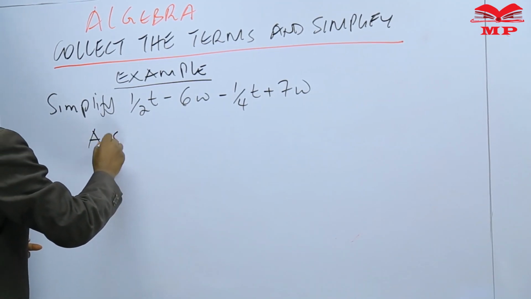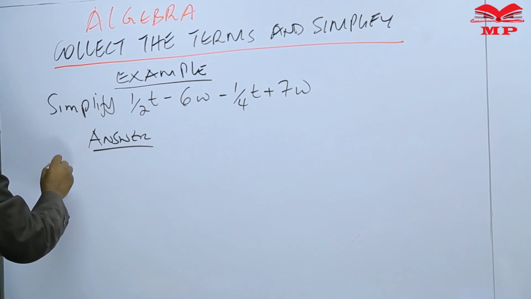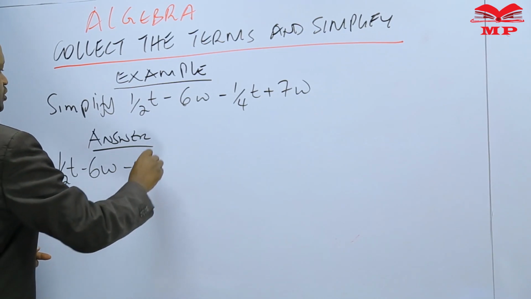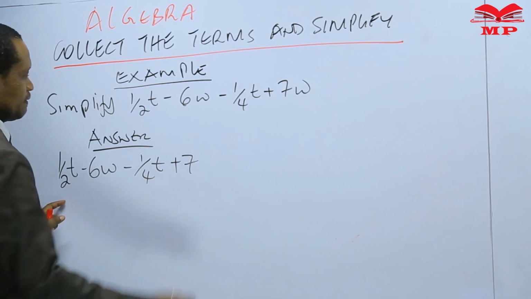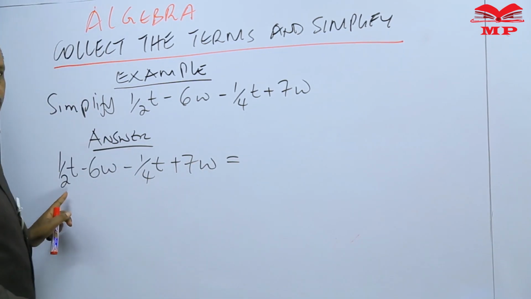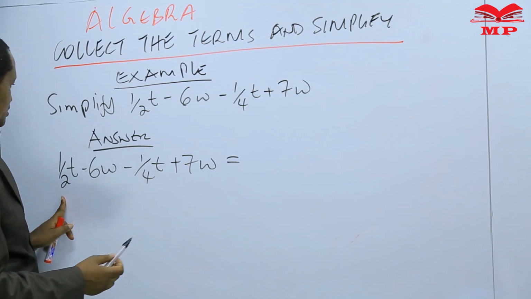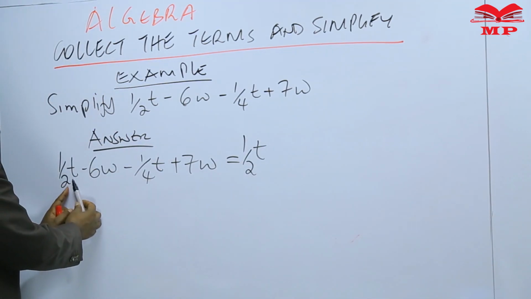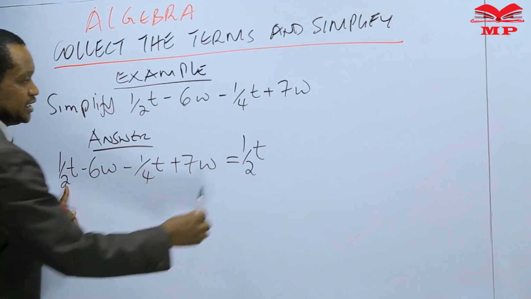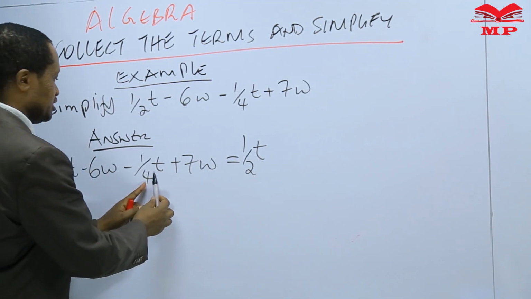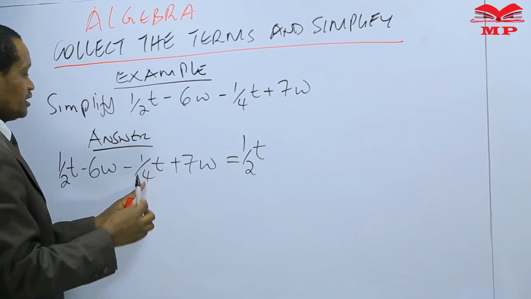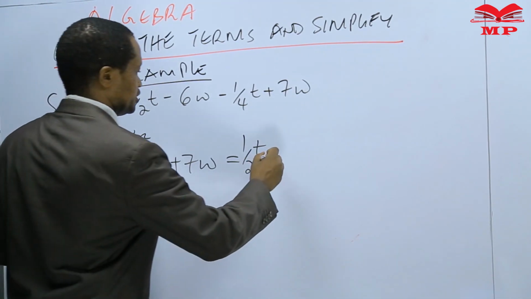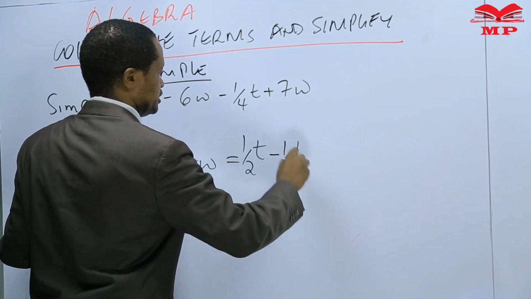So the answer to that question is 1 over 2 t minus 6 w minus 1 over 4 t plus 7 w. Collect like terms. The first term here is 1 over 2 t. We look for another term that has the letter t, and that term is 1 over 4 t. And the sign that appears before 1 over 4 t is negative. So we put negative 1 over 4 t.